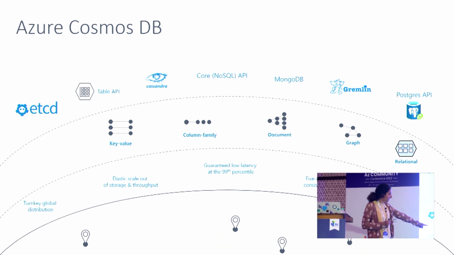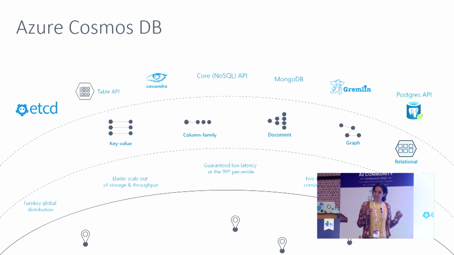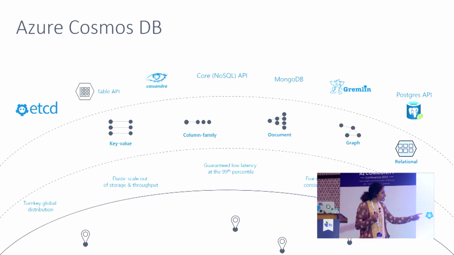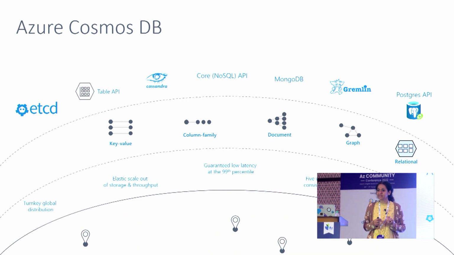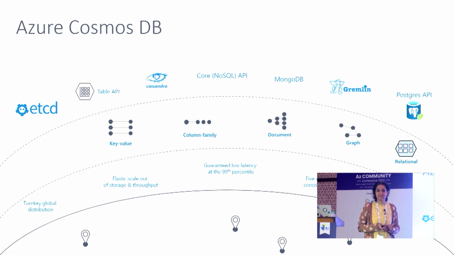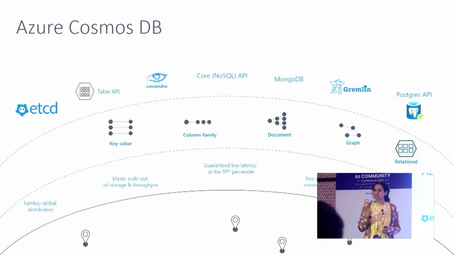We spoke about elastic scale-out of storage and throughput. Also guaranteed low latency at P99, the 99th percentile: for point reads and writes, Cosmos DB guarantees single-digit millisecond read and write latencies, right? There are also interesting constructs around consistencies, and we probably won't have too much time to talk about that.